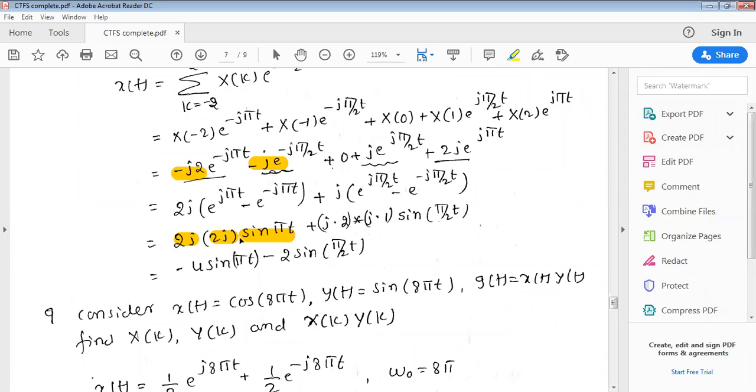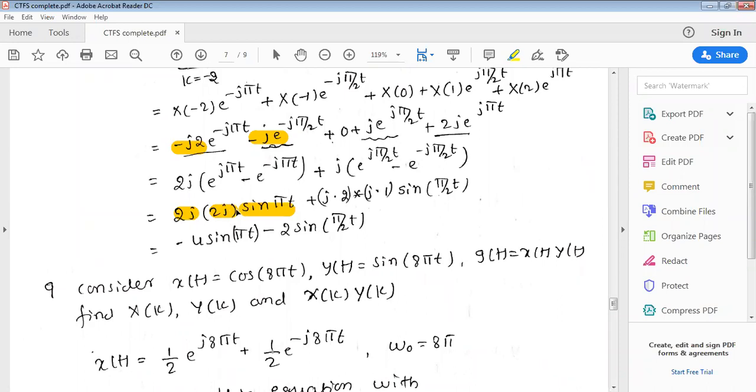Look at the 2j's carefully. Okay, e power jx minus e power minus jx I have, so that I will write as 2j sine t, and already one 2j was present. Therefore there are two 2j's. Similarly here also there is one j, and this is 2j into sine of pi by 2t. So 2j will come on both terms. Here one more 2j will come, here one more j will come. So j square is minus 1, minus into plus 4 is minus 4 sine pi t. Similarly j square is minus 1, minus 2 sine of pi by 2t. This is your answer.